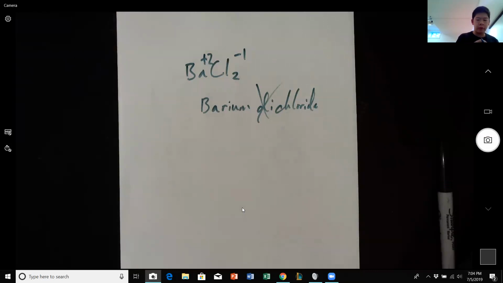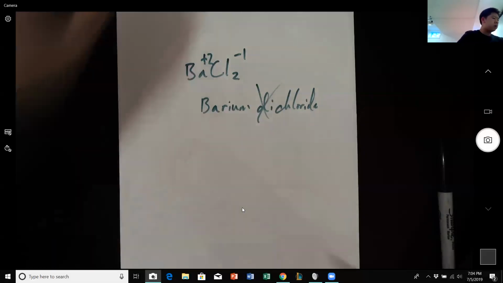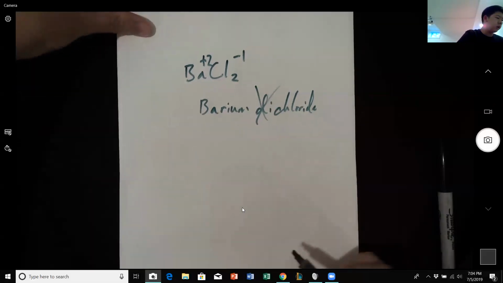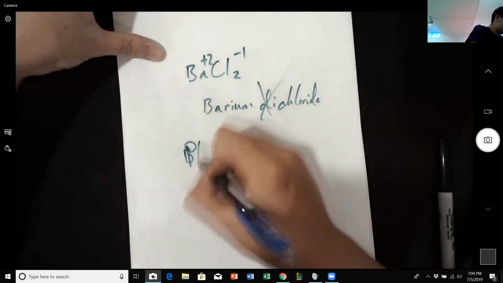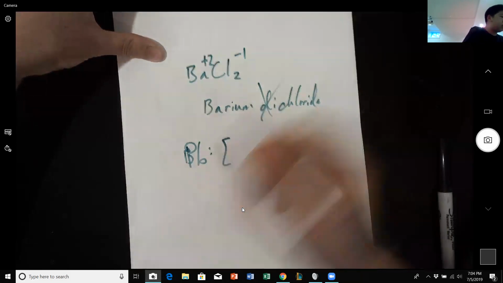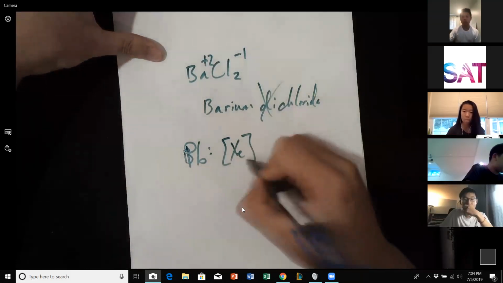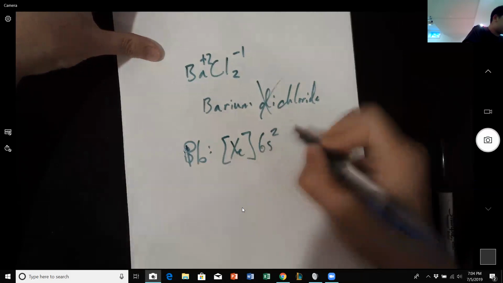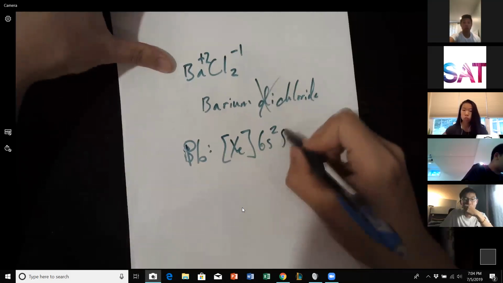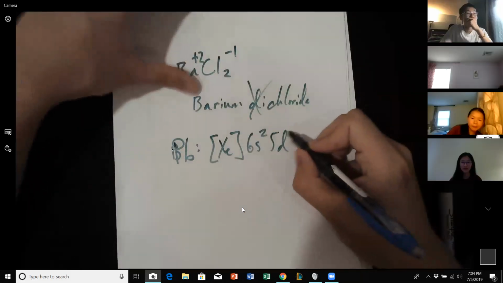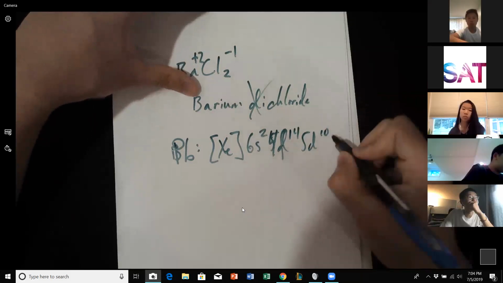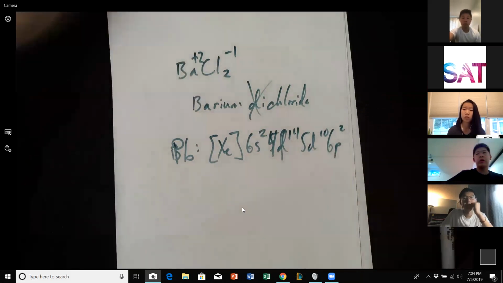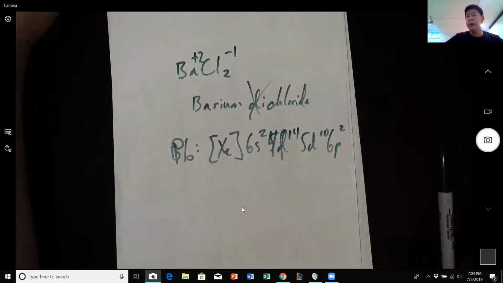And one final point I want to clarify, I don't think I made this very clear. How do we remove electrons to form ions? Let's look at Pb. Pb should be [Xe] 6s2 4f14 5d10 and 6p2, right? Does everyone agree with that for lead?